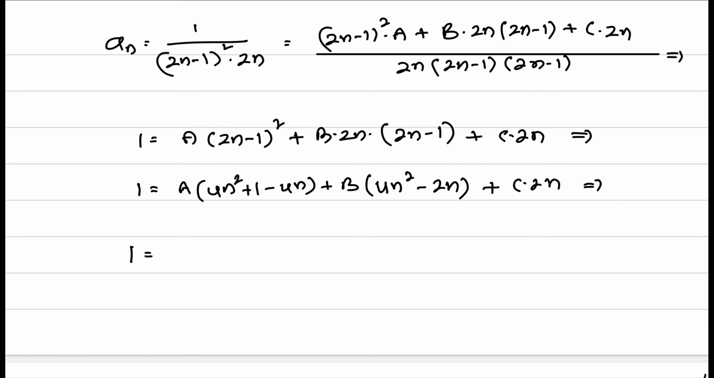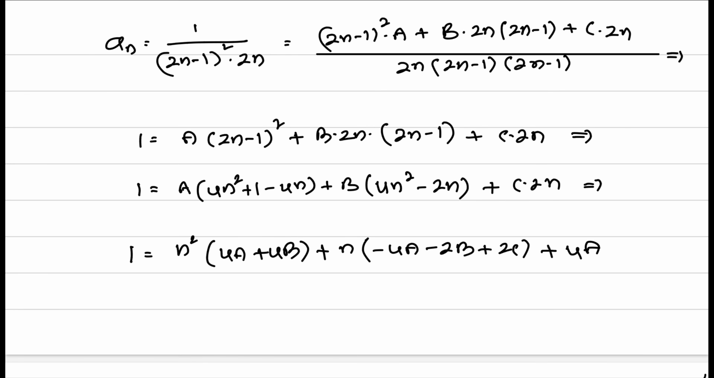That implies 1 is equal to, n squares we will take on one side, n square into 4A plus 4B plus n into minus 4A minus 2B plus 2C plus A. There is no 4A in the constant; A into 1 is A only.